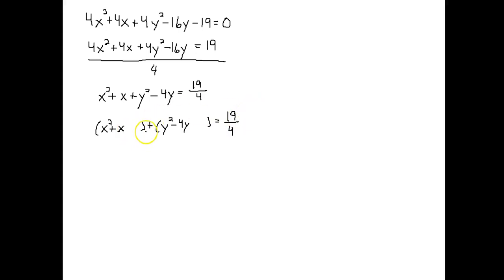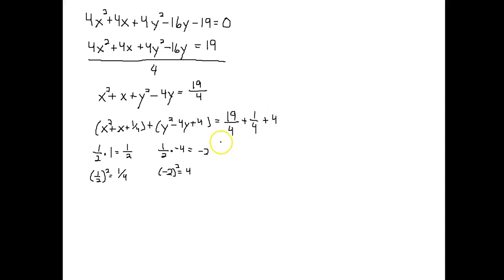All right, so completing the square now. Look in front of x, there's a 1. Half of 1 is 1/2, and then you square 1/2, and you get 1/4. So you add 1/4 there, you've got to add 1/4 here. And then half of -4, the coefficient in front of y, is going to give you -2. -2 squared is 4. So you're going to add 4 here, add 4 here.